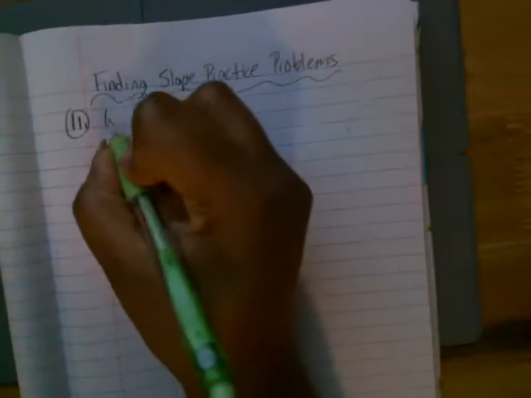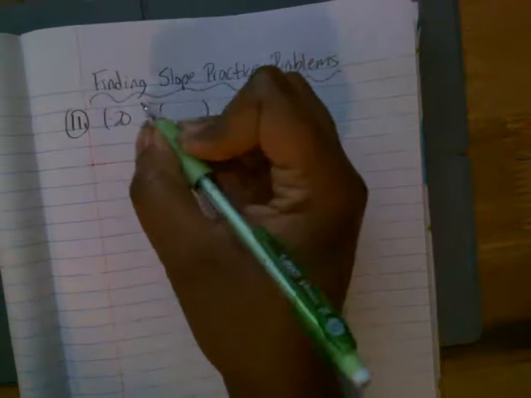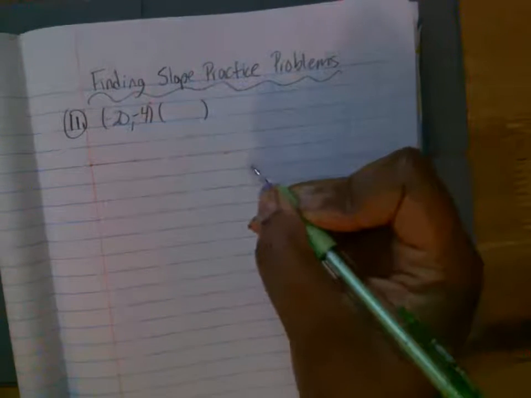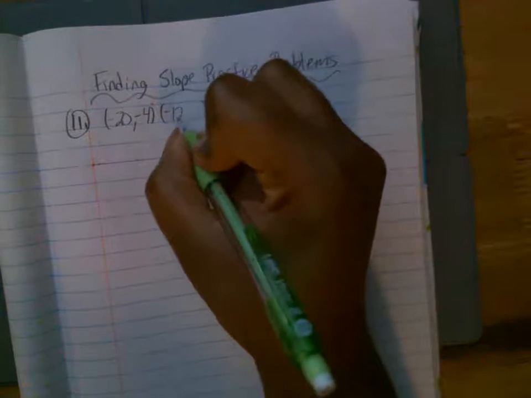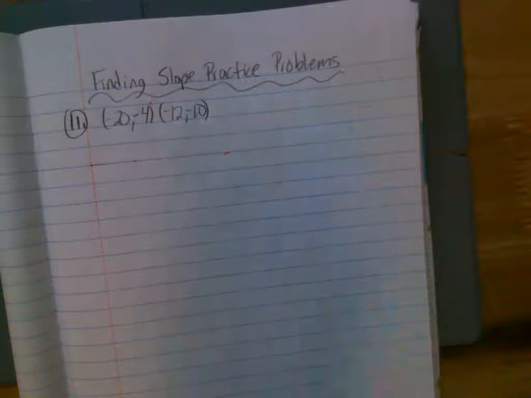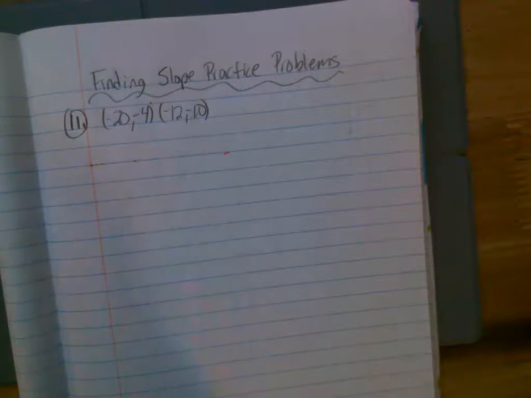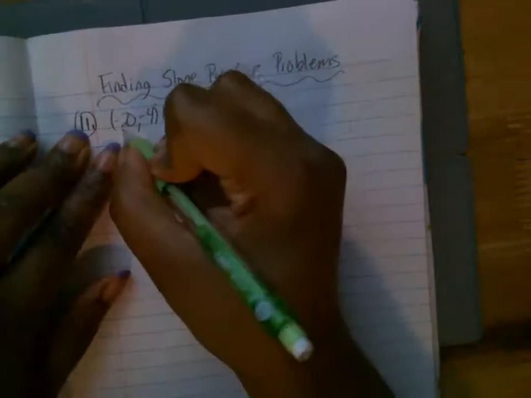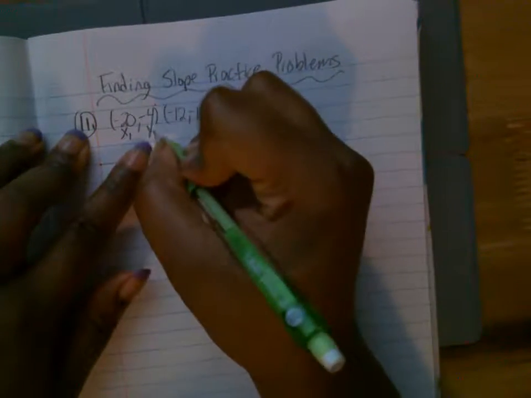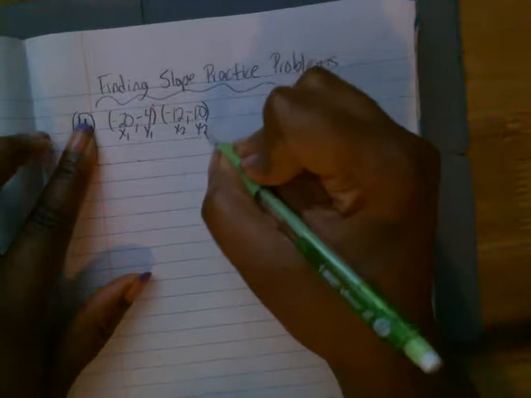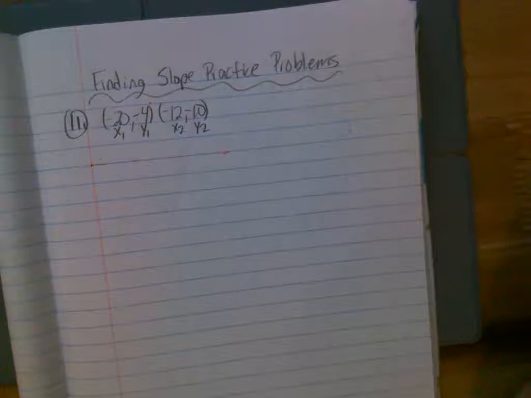All right. So we have negative 20. Please put this in your digital interactive notebook. And negative 4. Then we have negative 12. We have negative 10. So the first thing that we do to find the slope is that we label our ordered pairs. This is x1, y1. That's the first point. This is x2, y2. This is the second point. So labeling is number 1.